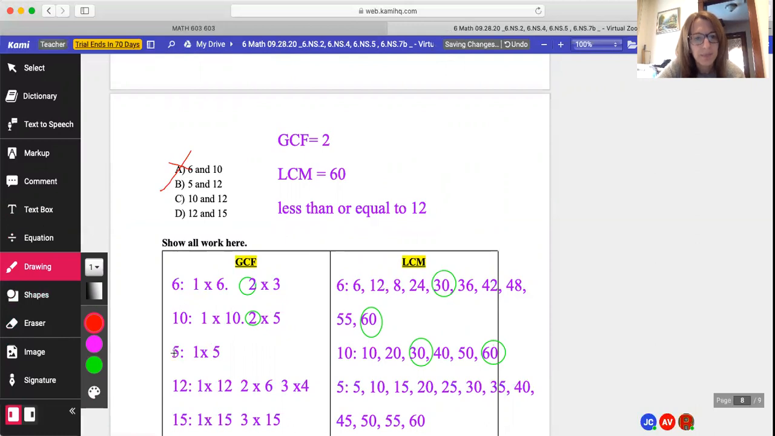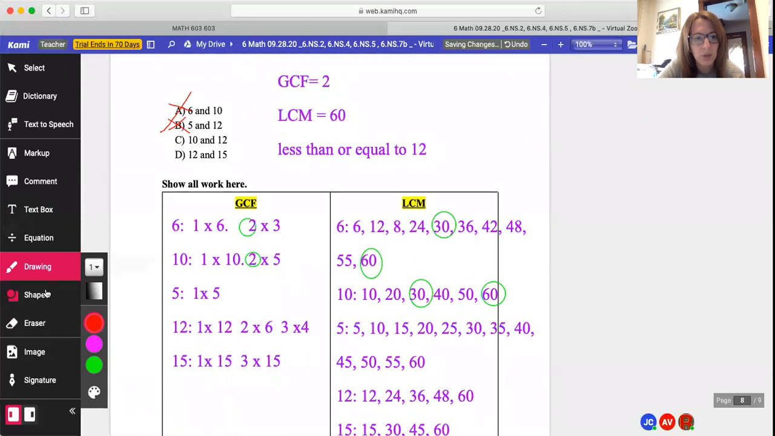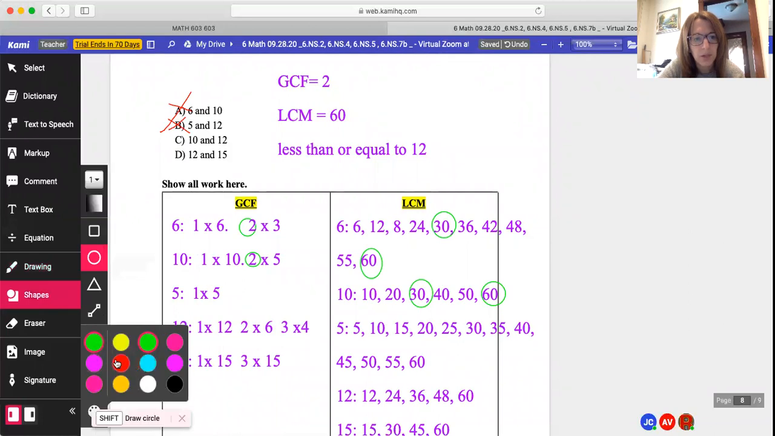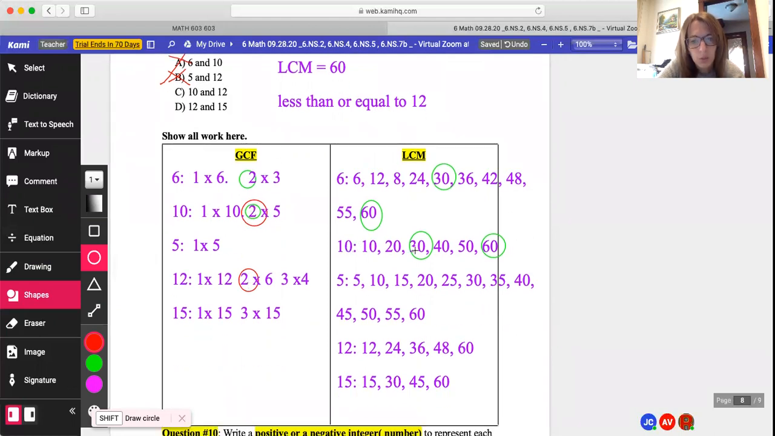Let's look at B. The LCM has to be 60, and 5 and 12 clearly is not right. Let's look at 10 and 12. I'm going to use red for 10 and 12. The GCF is 2 here. Let's go find the LCM of 10 and 12. Well, the only multiple they share is 60, right? So it has to be this answer.